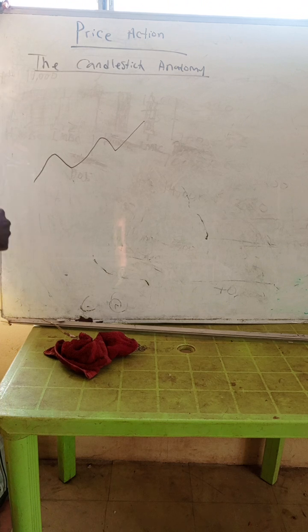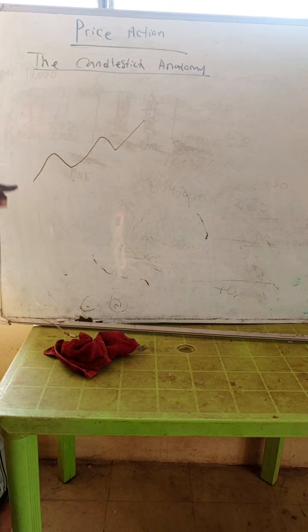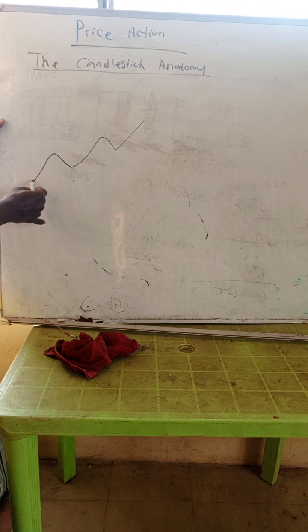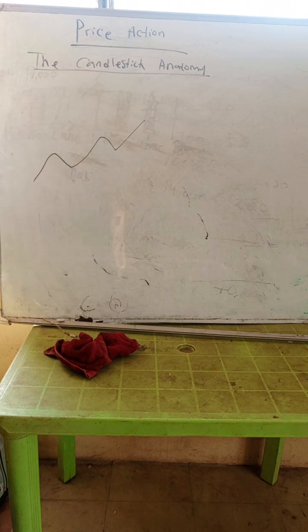I hope you're following. Imagine in a certain time here there was a push. The market, the traders. When you see something like this, what happens? When you see a line, like when you see something like this, what does it signify?